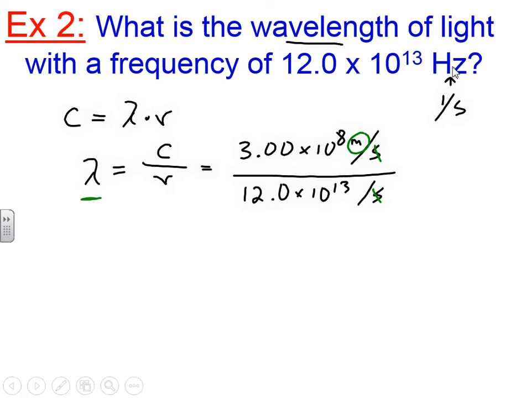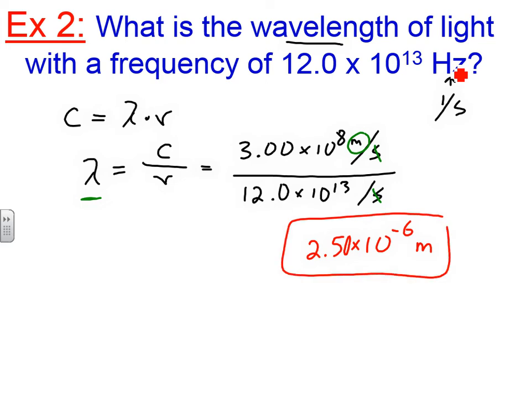Go ahead and plug this in. So we got 3.00 times 10 to the 8th. We'll divide by 12.0 times 10 to the 13th, and you should get yourself a number that looks like this: 2.5, in scientific notation, times 10 to the negative 6th should be the answer. Now this would be meters, and we had 3 significant figures, so actually 2.50 to be exact. 2.50 times 10 to the negative 6 meters, and that is the answer. Hopefully that wasn't too bad.